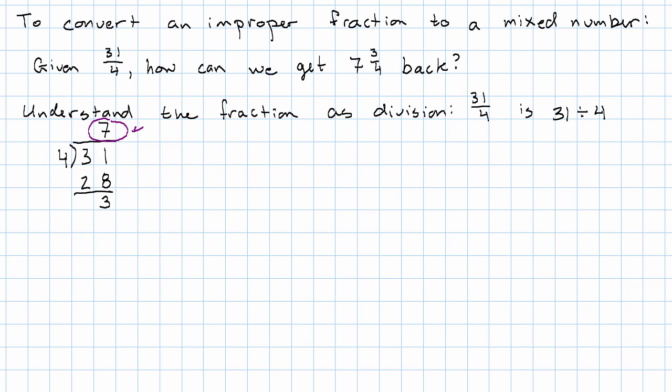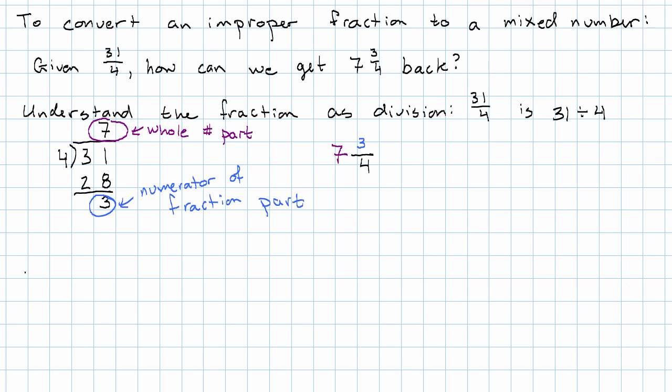The quotient is our whole number part, and the remainder is the numerator of our fraction part. So our whole number part is 7. The numerator of our fraction part is 3. And the denominator doesn't change.